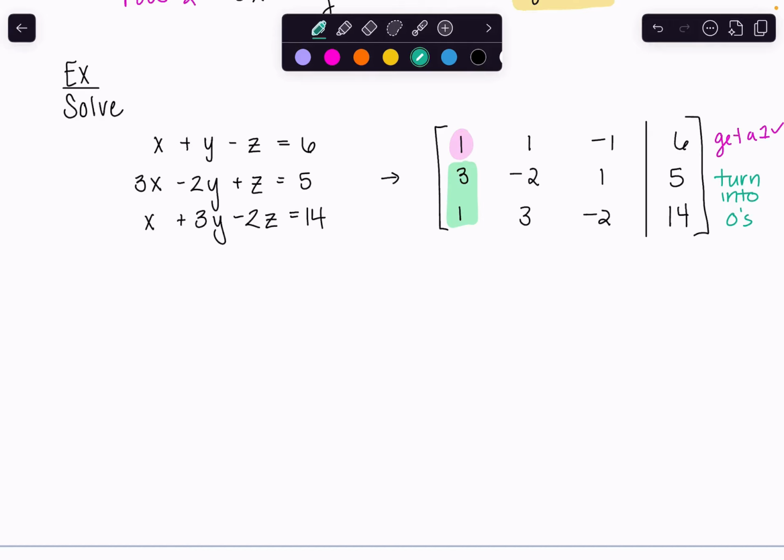And I'm going to use that first row to do it. Okay. So if I want to get a 0 here, I need this to be a -3. So I'm going to take -3 times row 1, add it to row 2, and that is my new row 2. Okay. So we'll start by doing this operation and we'll update that matrix simultaneously.